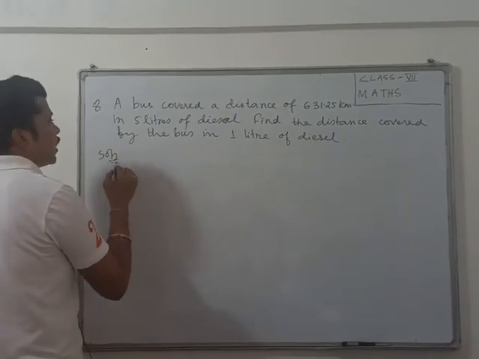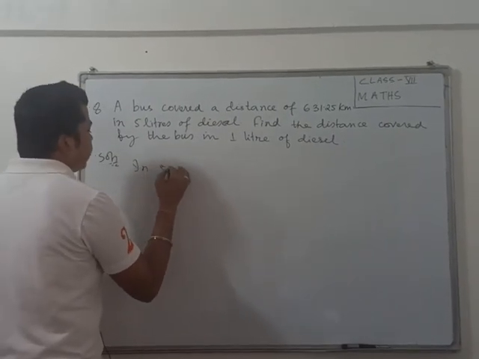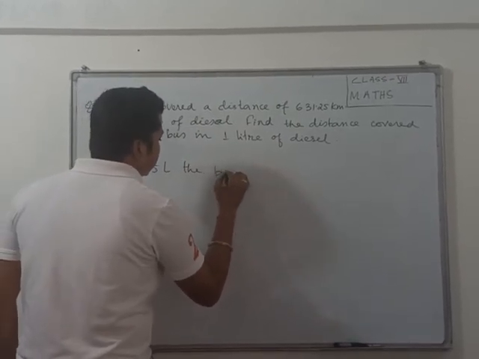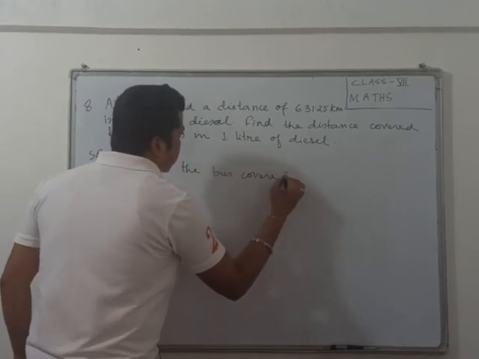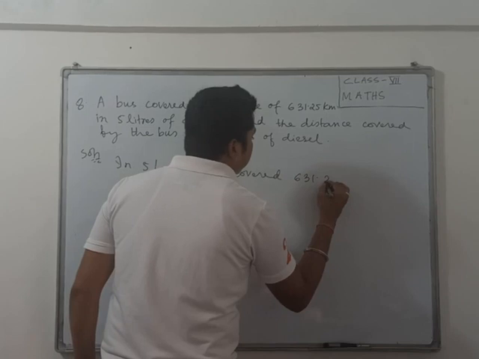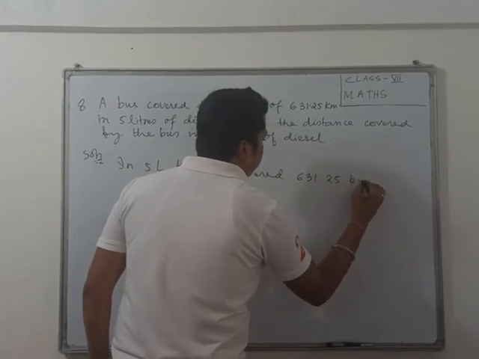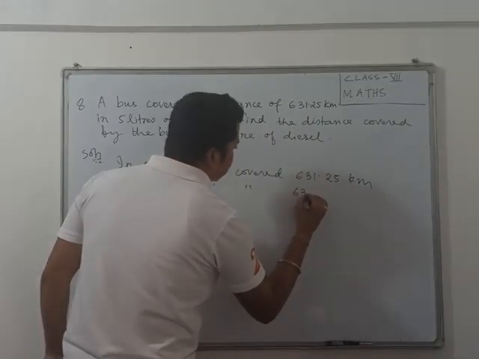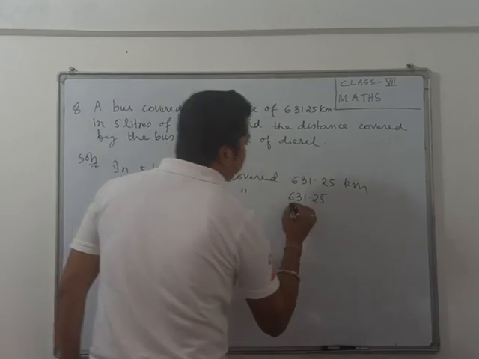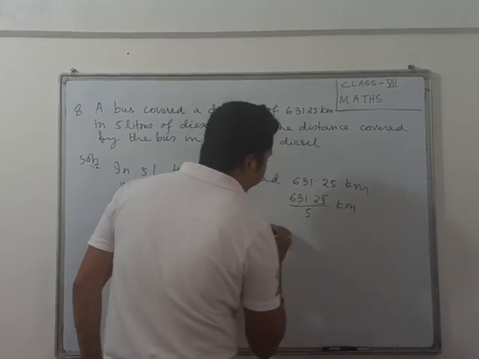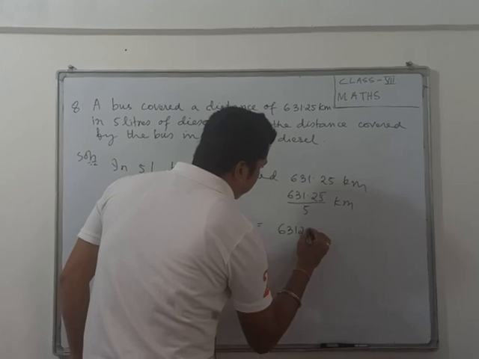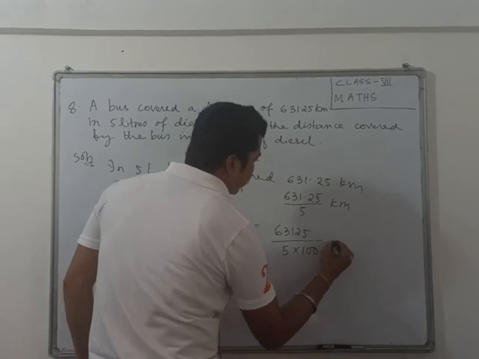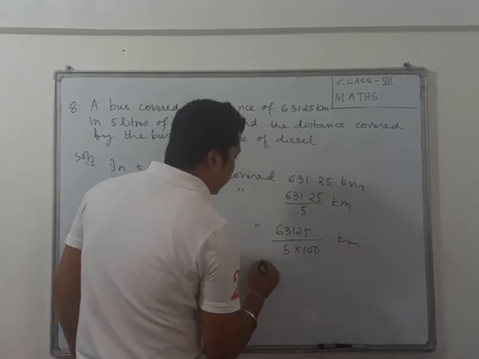So how will you start it? In 5 liters, the bus covered 631.25 kilometer. In 1 liter, the bus covered 631.25 divided by 5 kilometer. 631.25 by 5 into, after decimal, 2 digit, so you are going to add 2 zeros. Now cancel it by 5.